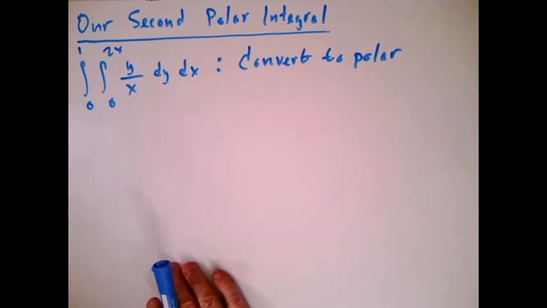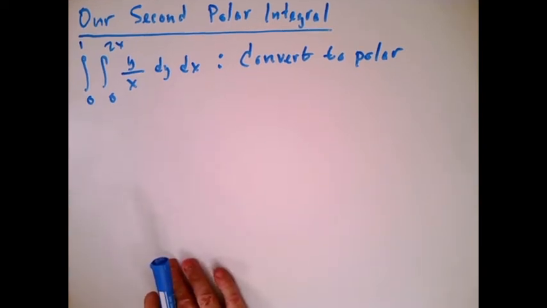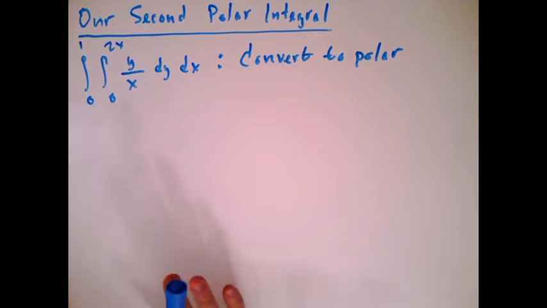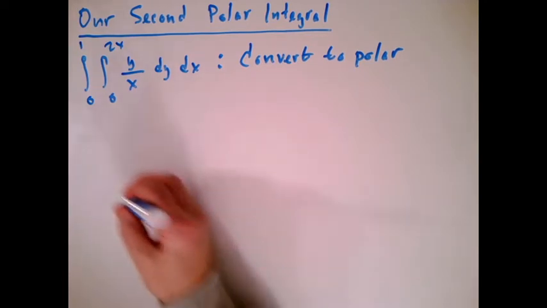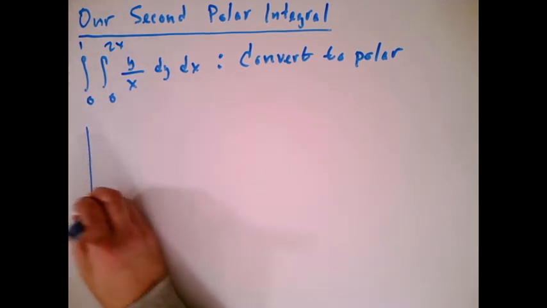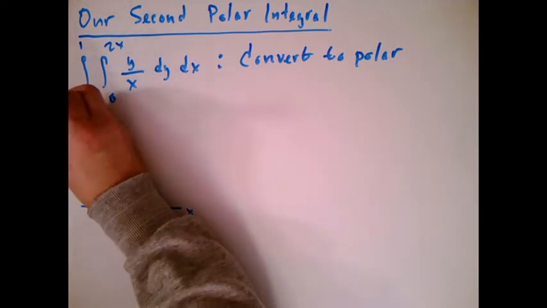Our second example is probably equally as common as the first example. The first example, we created a polar integral. The second example, we're being given an integral in rectangular coordinates and we want to convert to polar. Now, what do we need to do? We need to draw the region. Why do we need to draw the region? Because we need to draw rays instead of lines.